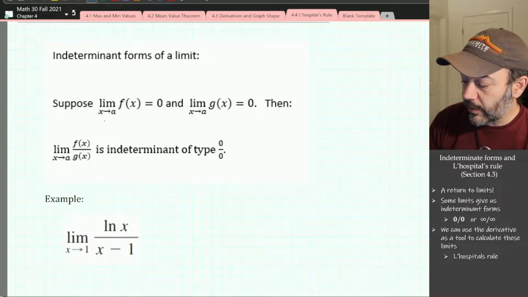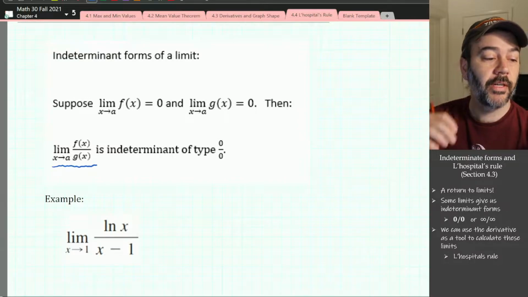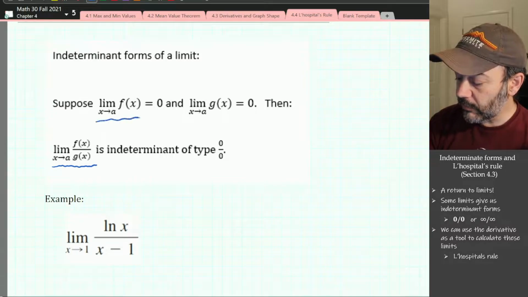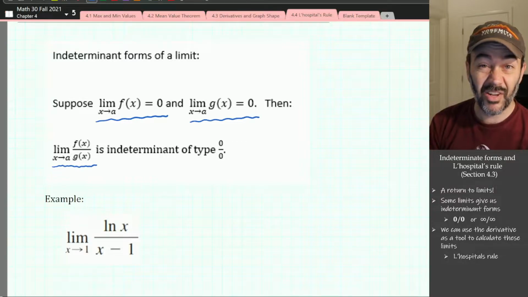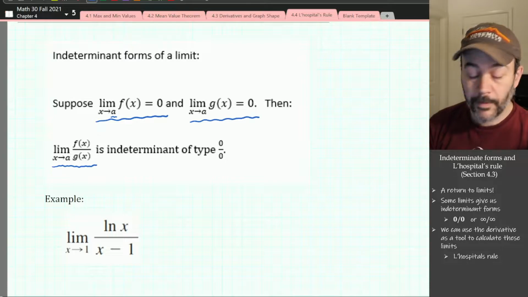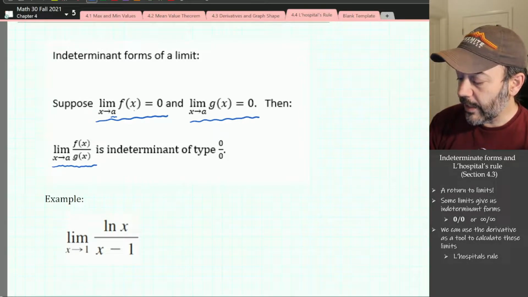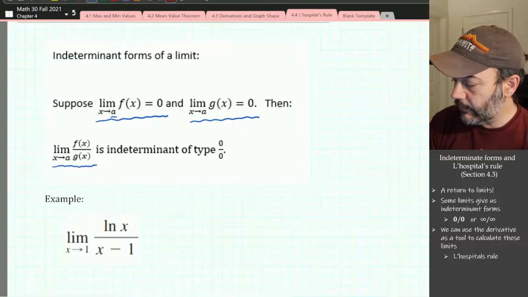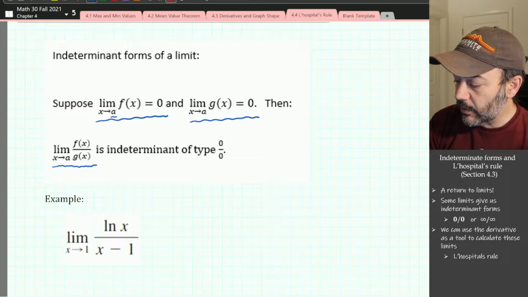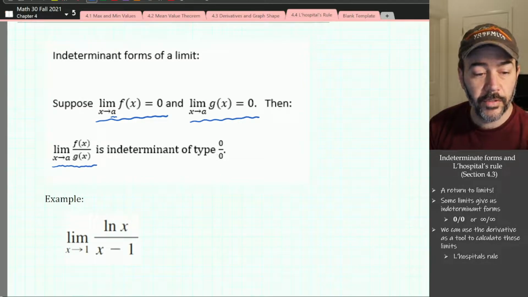Suppose you are trying to calculate a limit, and ultimately you're trying to calculate the limit of a function divided by a function. Suppose the limit of the numerator equals 0 and the limit of the denominator equals 0 at the value you're interested in. So in this case, we're trying to find the limit as x approaches a. And the limit as x approaches a of the numerator, f, is 0, and the limit of the denominator is also 0. Then the limit is an indeterminate form of type 0 over 0.